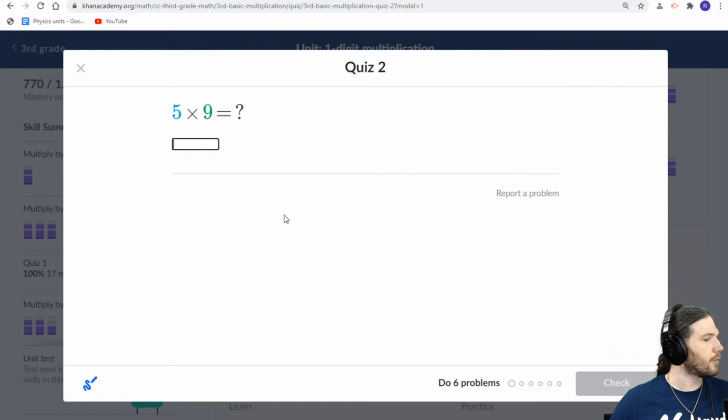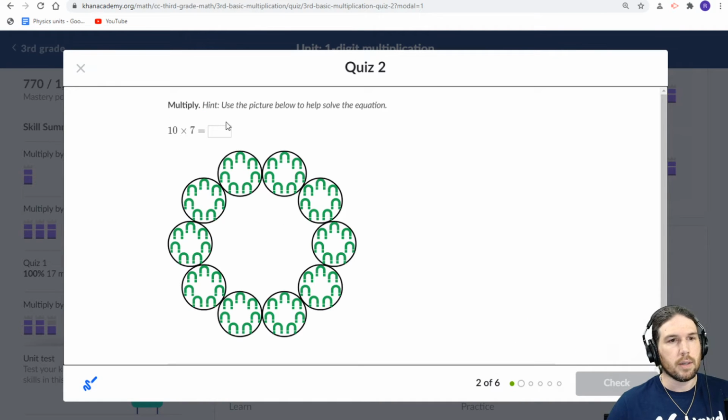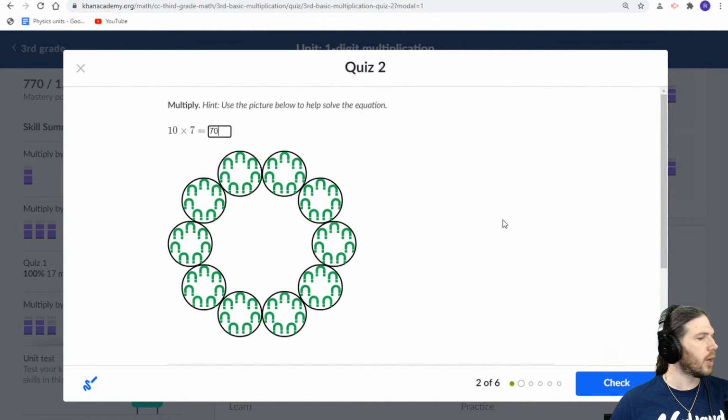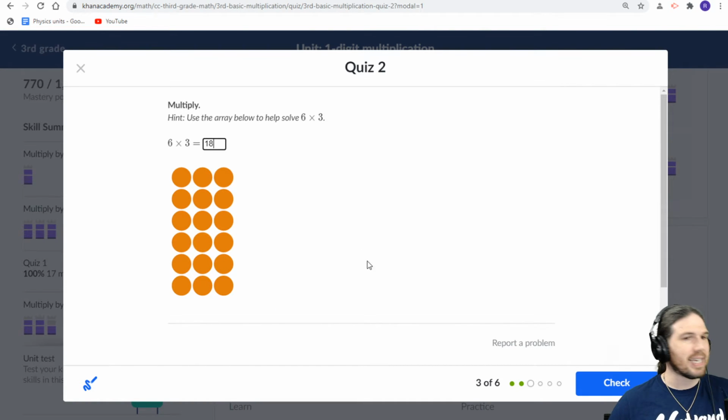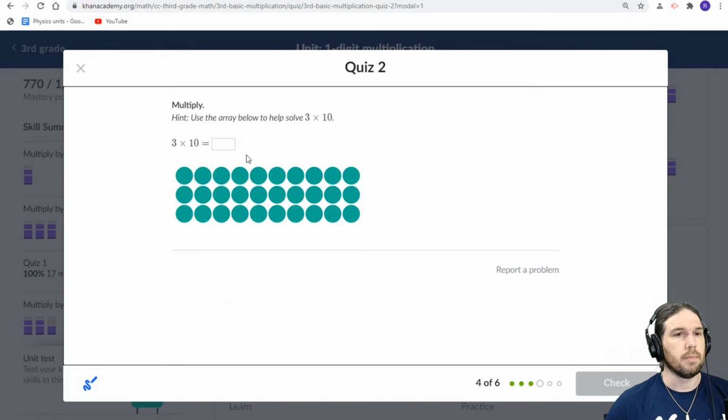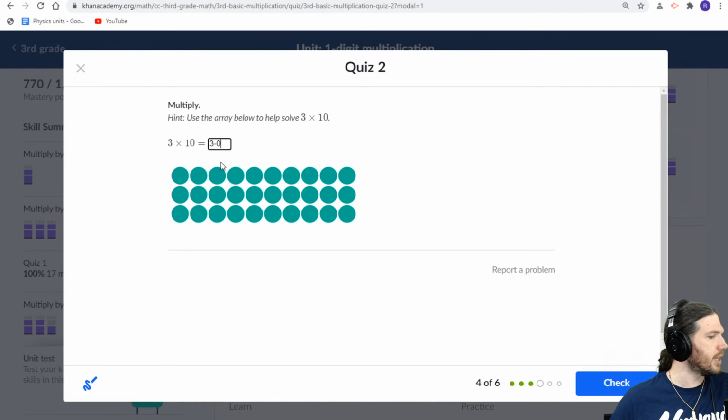5 times 9 is 45. 10 times 7, just add a 0. 6 times 3 is 18. Again, just want to reinforce really quick. You could go 3, 6, 9, 12, 15, 18, or you could count by 6s if that's something that you can do. I don't know that I'd be able to count by 6s very far, very fast. 3 times 10, just add a 0. But no typos this time, please.